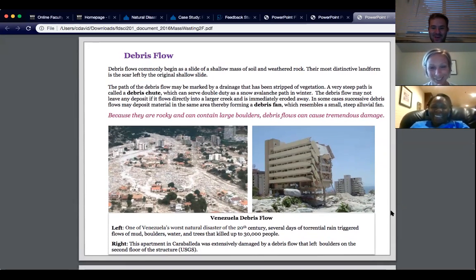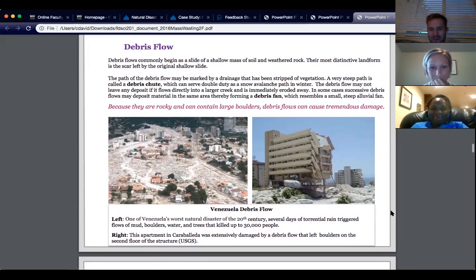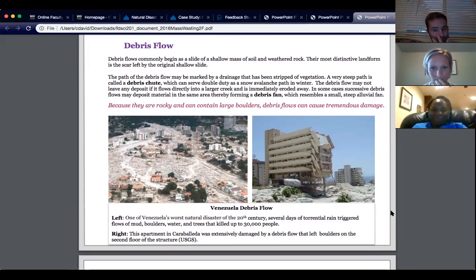Yeah, feel free. Okay, so that's a debris flow. I think it gives a good perspective. You can see they're really powerful. I mean, half this building fell apart because it took out part of the foundation.